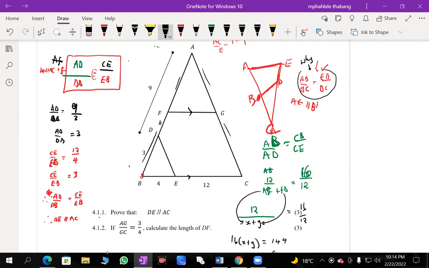Once AG over GC equals AF over FB, there must be parallel lines. FG must be parallel to BC. The only way you can have AG over GC equal to AF over FB is if there are parallel lines. Or else, yeah.